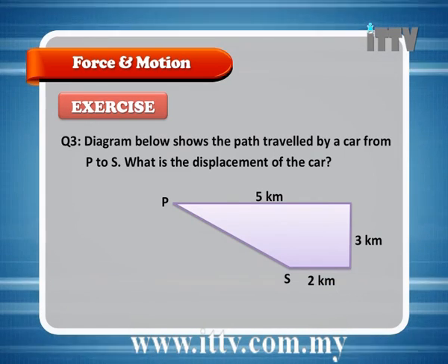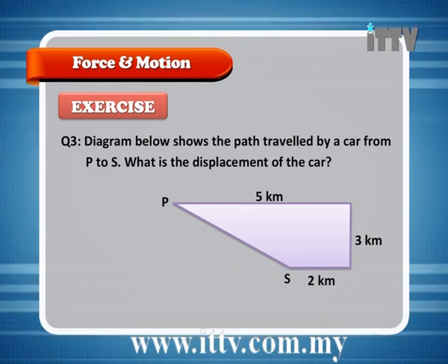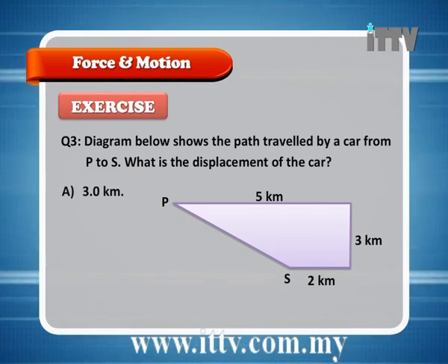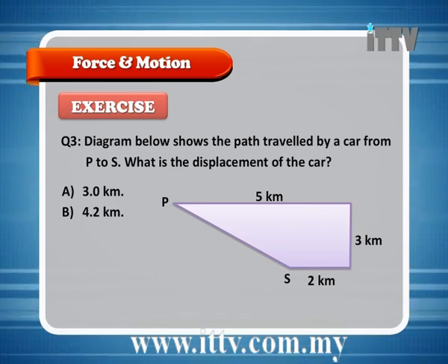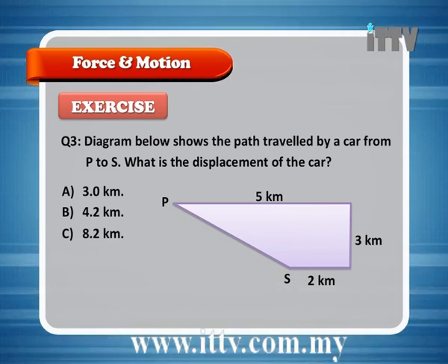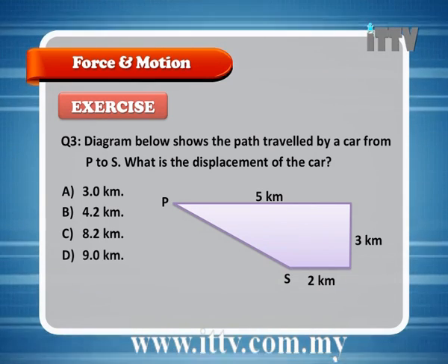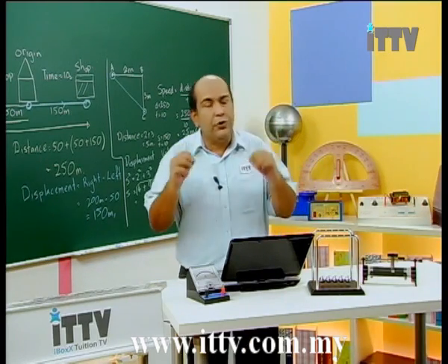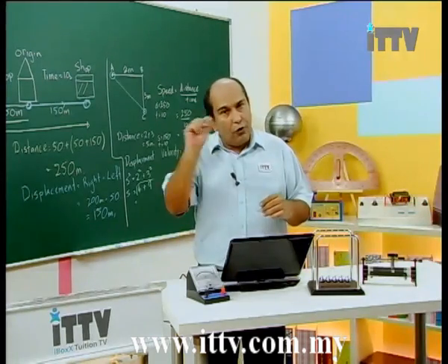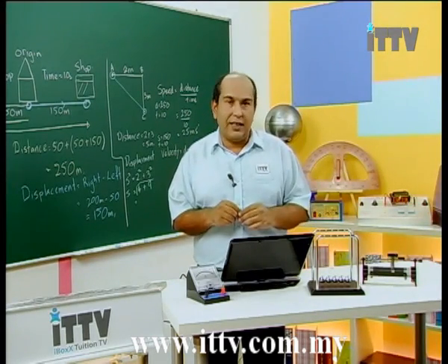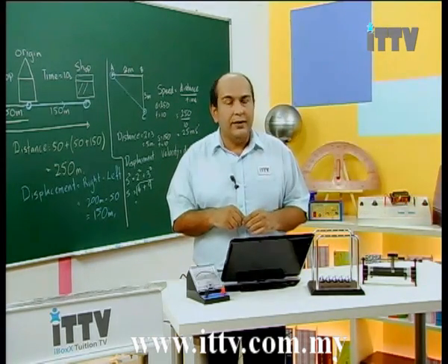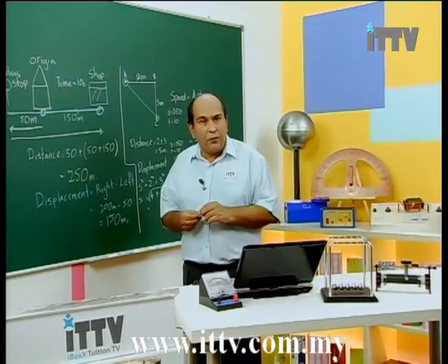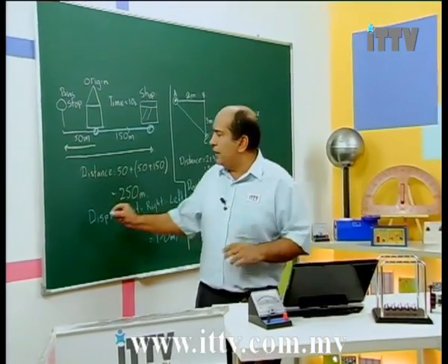Question. The diagram below shows the path traveled by a car from P to S. What is the displacement of the car? A. 3 kilometers. B. 4.2 kilometers. C. 8.2 kilometers. D. 9.0 kilometers. Now in this question, you need to do a bit of a diagram. You need to draw it out. Look at where you started and look at where you've ended. So I'll just quickly describe this on the board for you. Your diagram looks something like this.